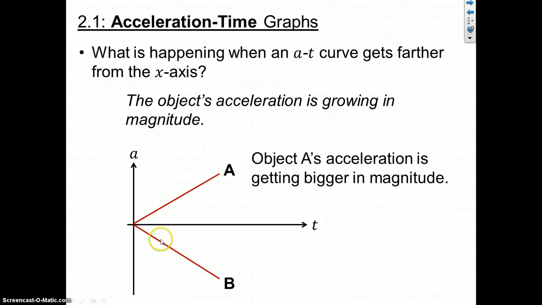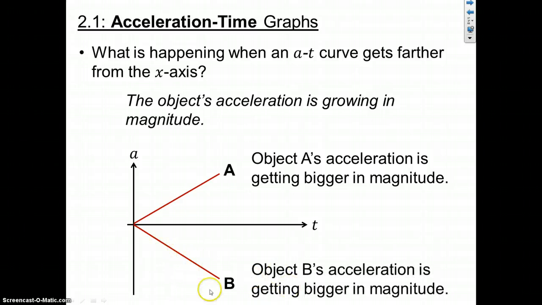This is an acceleration of 2 meters per second squared in the negative direction. This is 8 meters per second squared in the negative direction. I'm making those numbers up. They could be anything. So the magnitude is increasing. It's just that it's a magnitude going in the negative direction down here. So the magnitude is still increasing here. The value is still increasing, it's just that it's increasing in the negative direction. And it could be curved, and the same thing would apply. The magnitude is still growing.